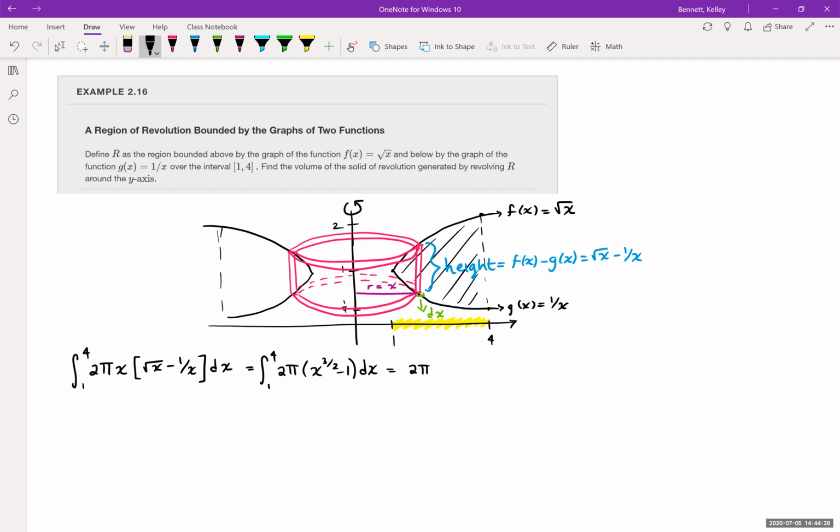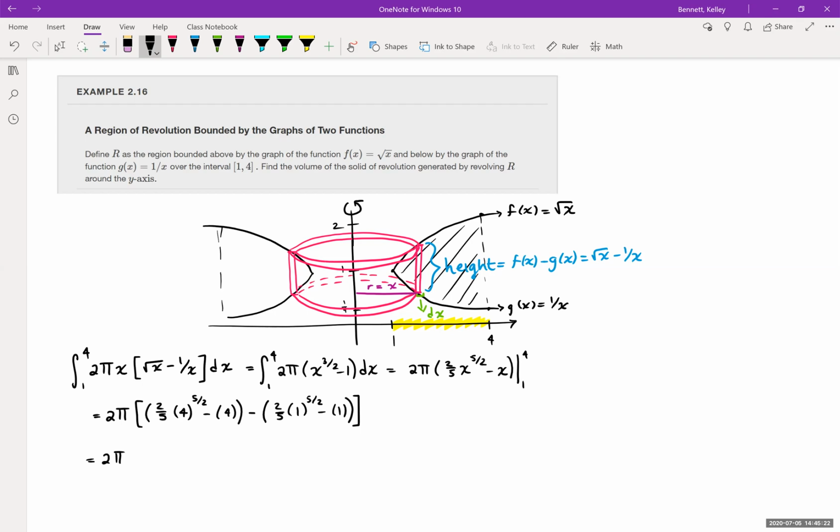So 2 pi times 2/5 x to the 5 halves minus x, and we're evaluating that on the interval from 1 to 4. So this should give me 2 pi times 2/5 times 4 to the 5 halves minus 4, minus 2/5 times 1 to the 5 halves minus 1. Again, you don't really have to write all that out because we know that 1 to any power is just going to be 1. So we get 2 pi.